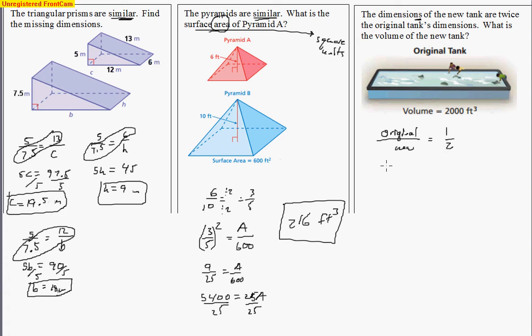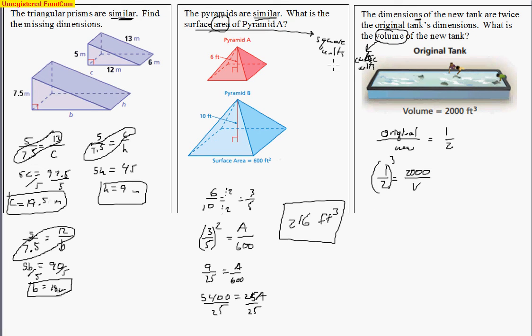And so if I set it up this way, I have to be consistent. It says the original tank was 2,000, so I'm going to put 2,000 there. And then I'm going to find the volume of the new tank. The difference here is since we're dealing with volume, they want to know volume. Volume is cubic units. And so if we're dealing with cubic units, like over here we're dealing with square units, so we have to square the ratio. Here, cubic units means we have to cube that ratio. And so that's the difference.